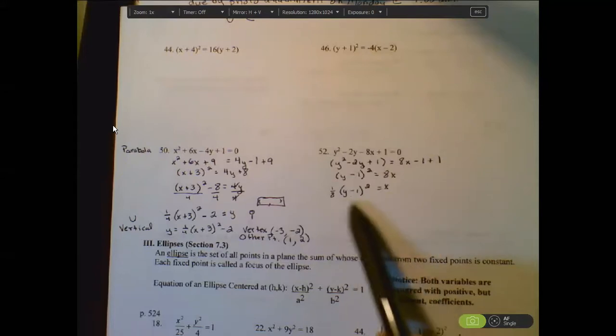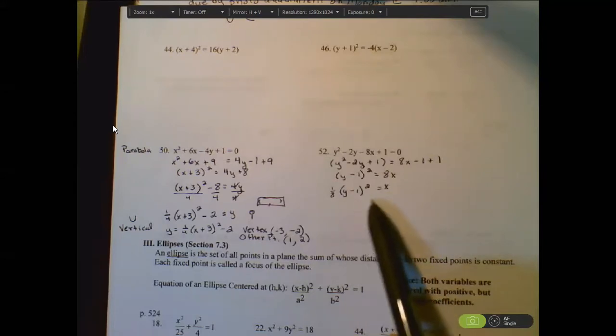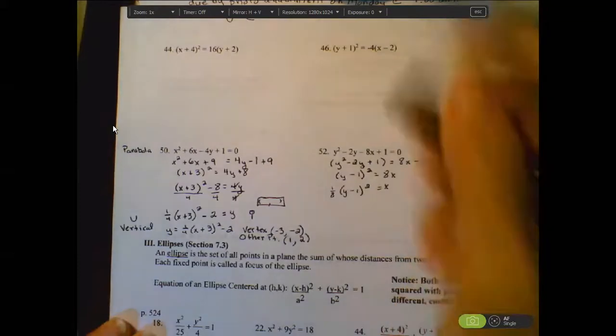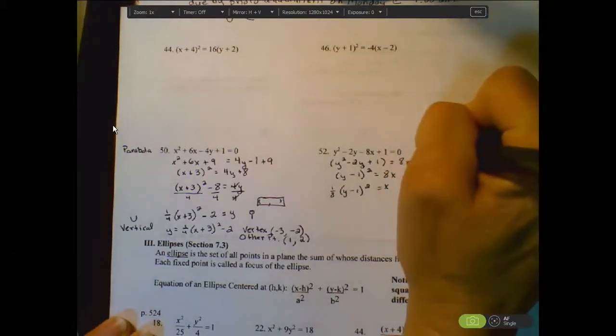Is that what you ended up with when you completed the square? Yeah. Okay, now I'm glad we did this one, because there's another caution I need to give you. I could have told in the very beginning, because only one variable was squared, that this was going to be a parabola.